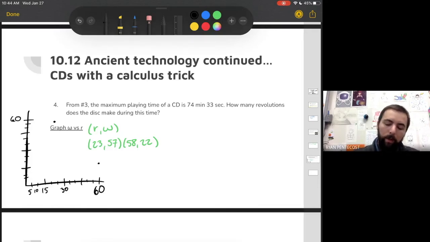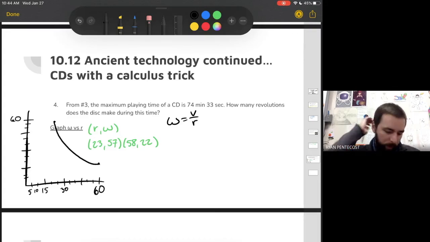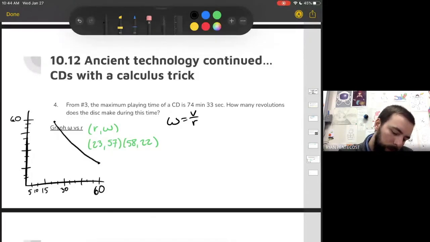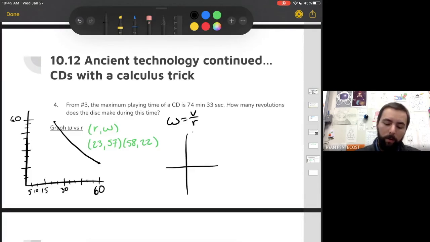However, we know that omega and r have an inverse relationship, right? Omega is v divided by r. So this is not a linear graph. I don't know that that's going to be the right curve. Honestly, that looks a little too horizontal at the end, but there we go. It's not going to be linear, right? It's got this inverse relationship similar to a 1 over x relationship, right? It's going to have that exponential curve to it.